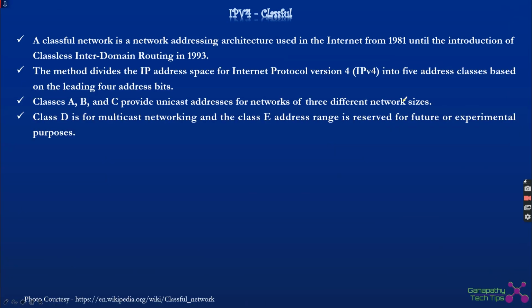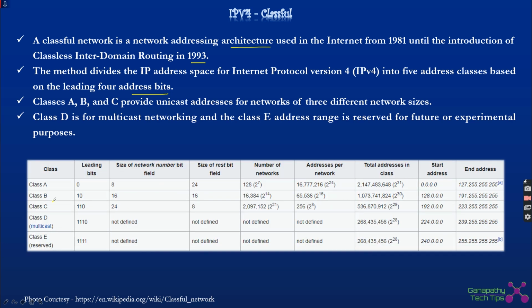If we go to the history, we started with something called a classful network. A classful network is a networking architecture which connected various devices with each other back in 1981, until the introduction of CIDR in 1993. We are going to discuss CIDR in the next slide. This method divides the IPv4 address space into 5 address classes based on the leading address bits. We classify these as class A, class B, class C, class D and class E.